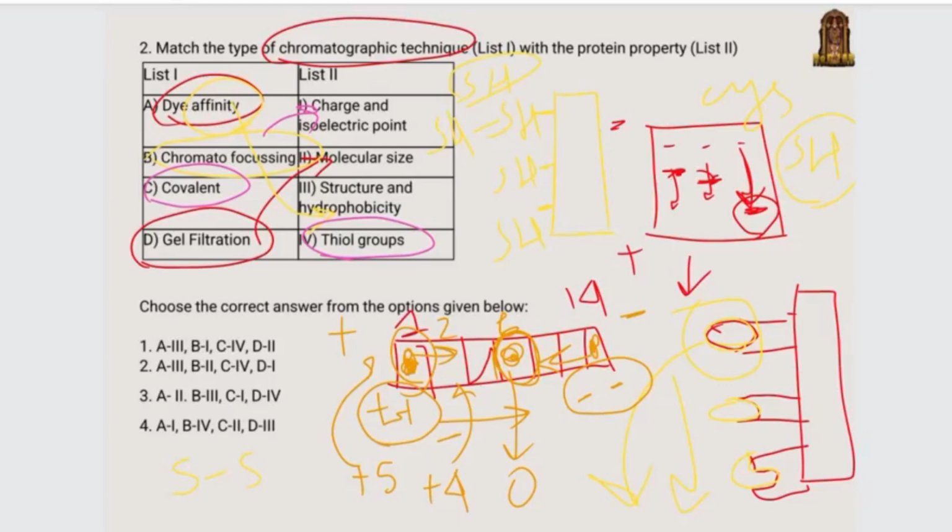And thus the free thiol group can form a strong covalent bond with the immobilized group. So the thiol groups can form a strong covalent bond like the disulfide bond, and your target protein will remain in the matrix and the other proteins will go away. Thus, you can use the chromatographic technique depending on these different properties of protein. So depending on this, the one is correct.